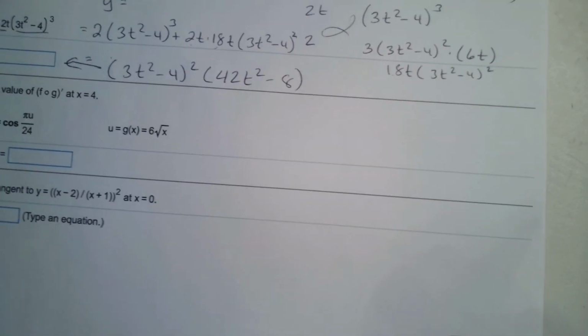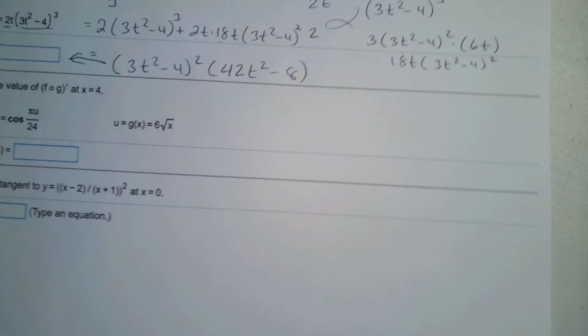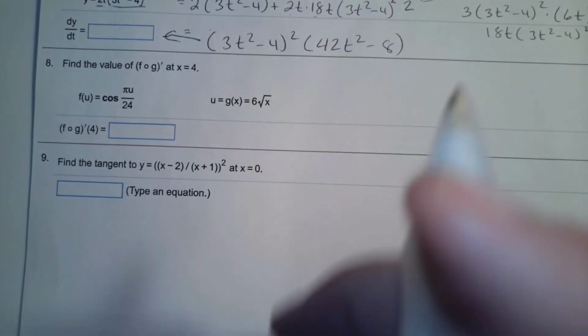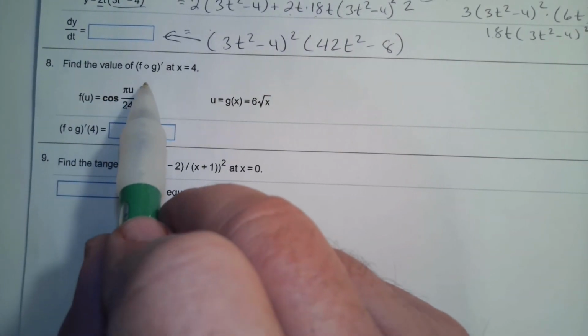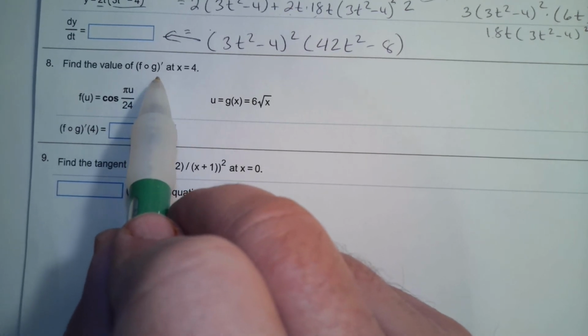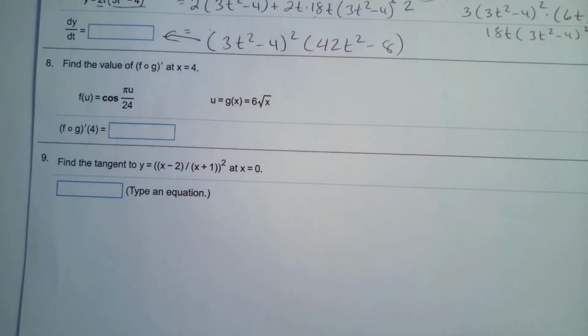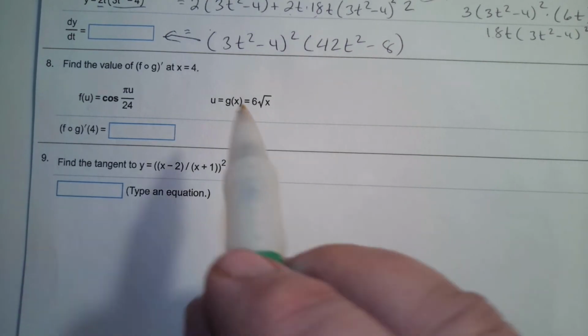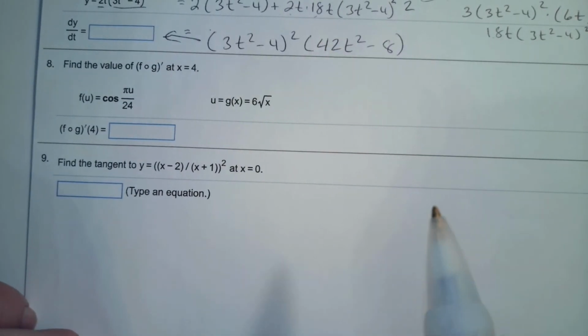Okay, number 8. Find the values of f of g. This means composite function, at x equals 4. So that's what we've been doing all along.